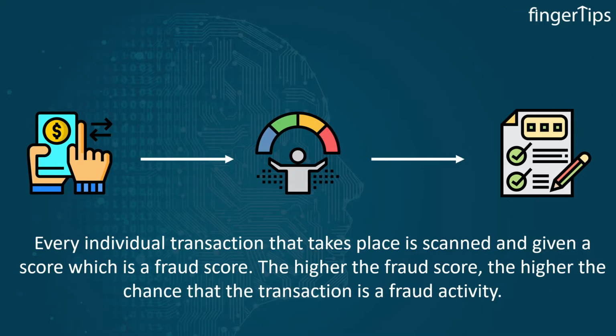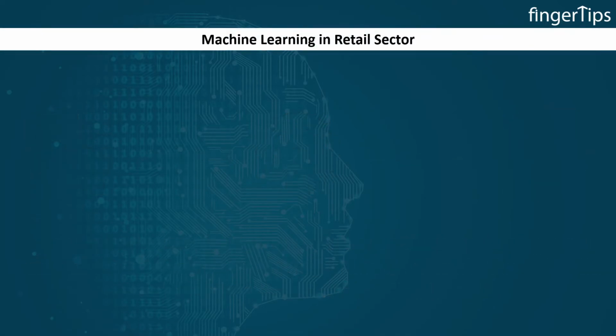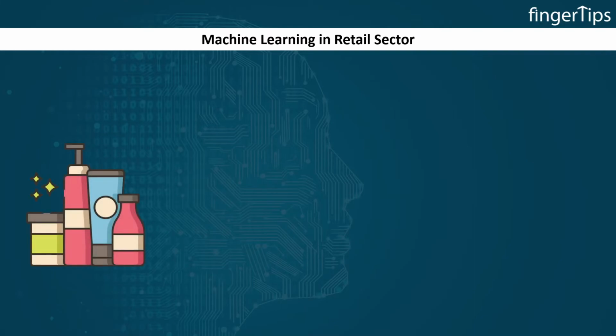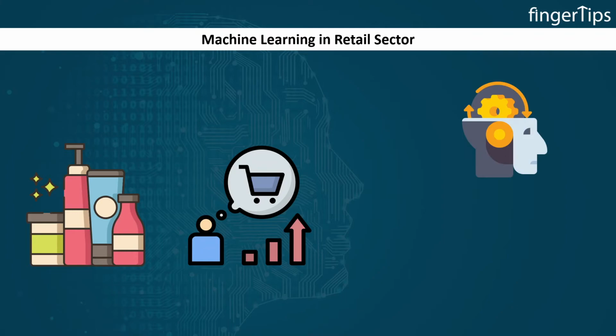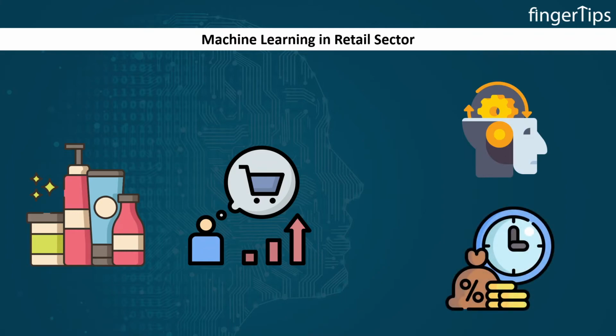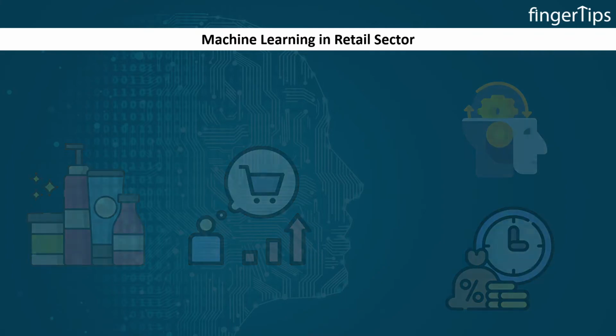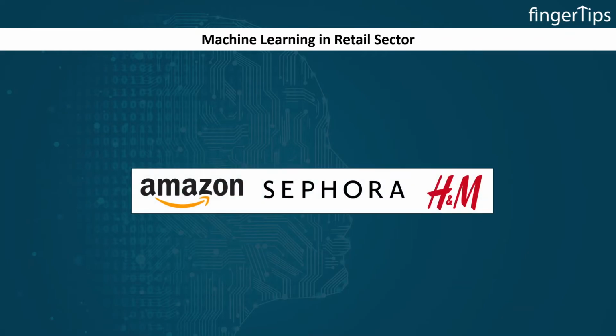Now, let's see the application of machine learning in the retail sector. You can forecast how many products will be required on a particular day in response to consumers' demand using machine learning algorithms, which can save you money and effort. Retailers like Amazon, Sephora, H&M already are using the concept of machine learning.